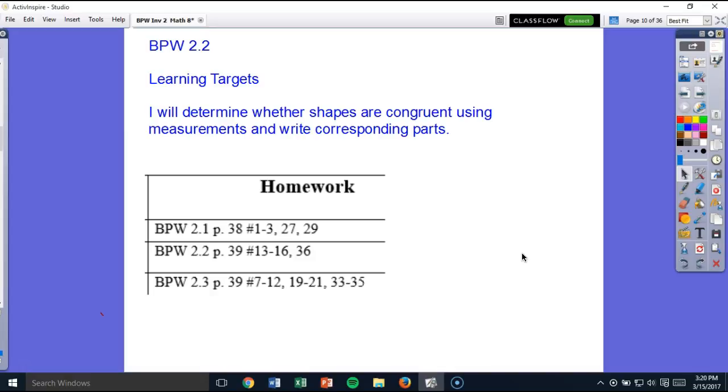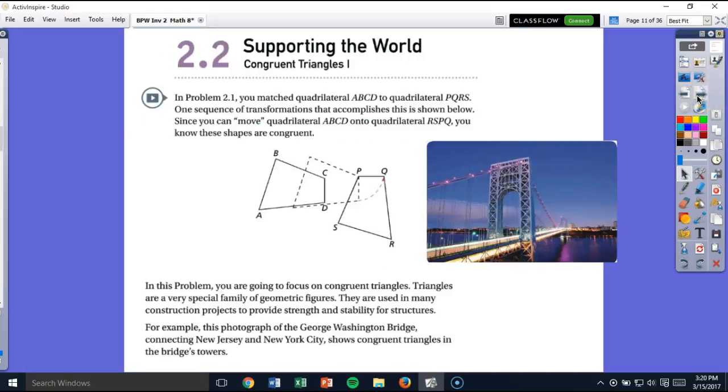Investigation 2.2. Our learning target today is that we will determine whether shapes are congruent using measurements and write corresponding parts. Our ACES questions for 2.2 are 13 through 16 and 36. So look in here at the book at 2.2. We are supporting the world with congruent triangles.